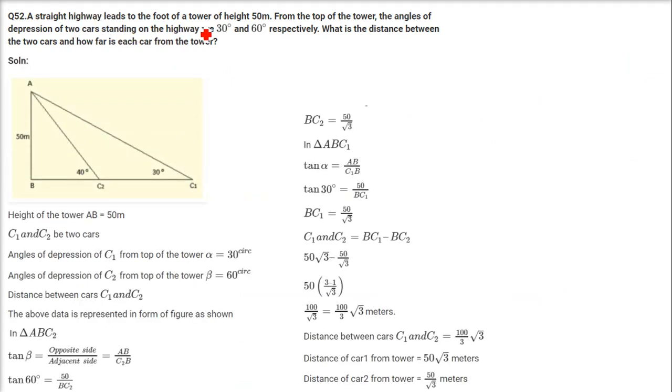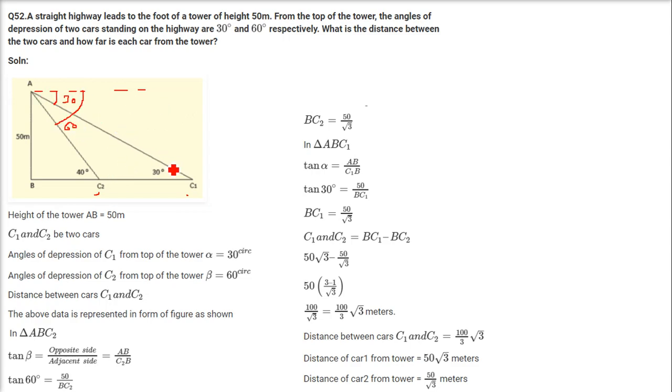A straight highway leads to the foot of a tower of height 50 meter. So this is a tower 50 meter high, and this is a straight highway. From the top of the tower, the angles of depression of two cars, one car is this, the other car is this, are 30 degree and 60 degree. So this will be 30 degree and this one will be 60 degree.